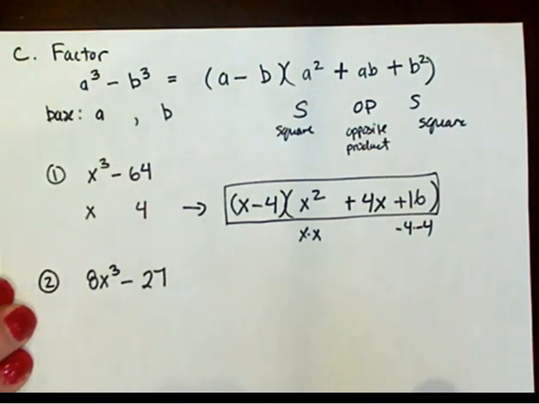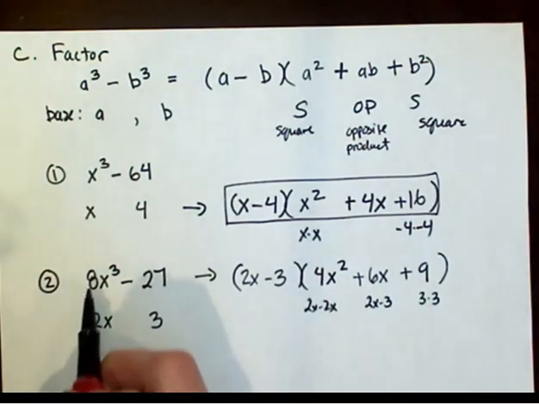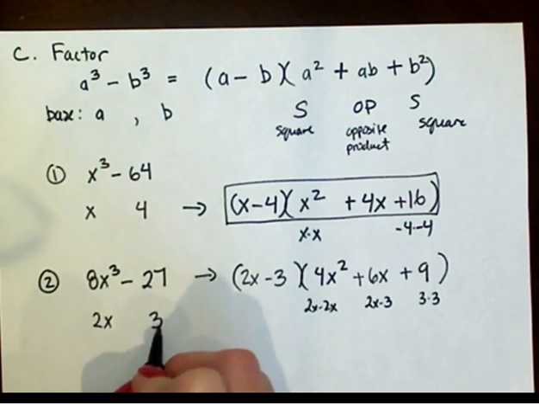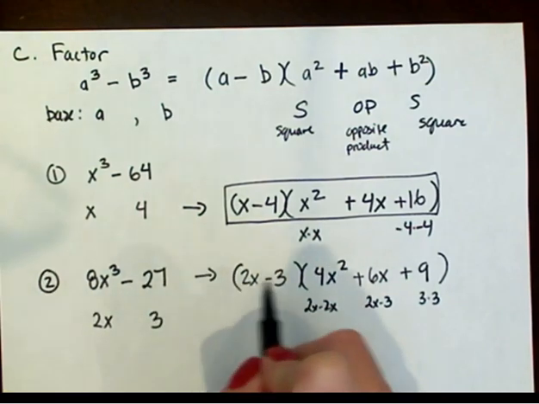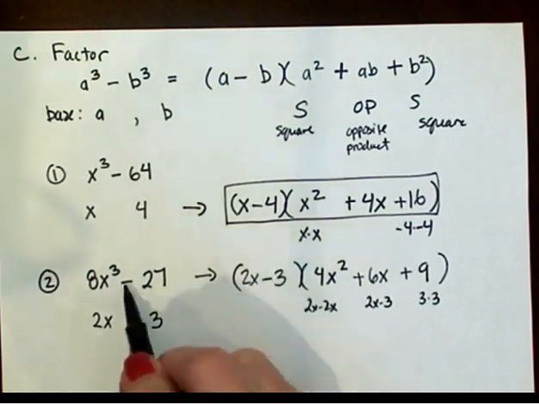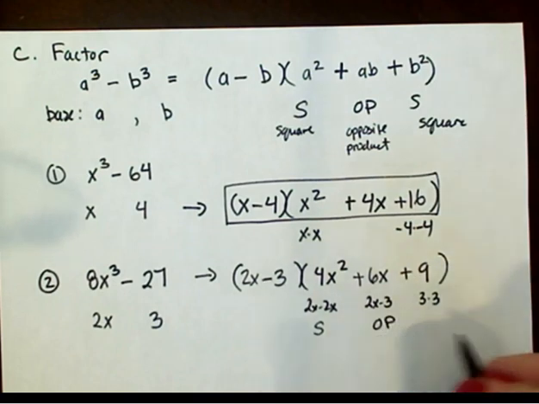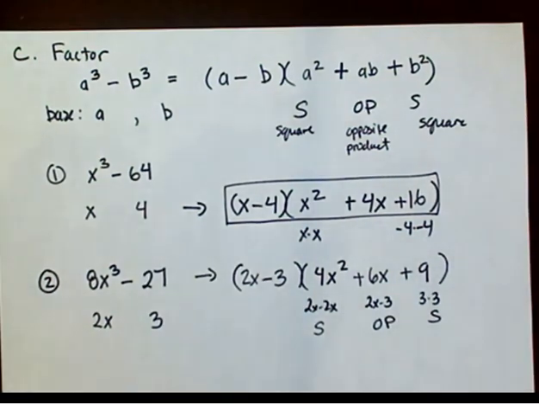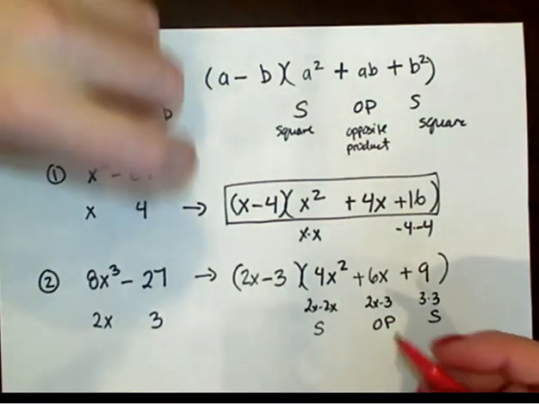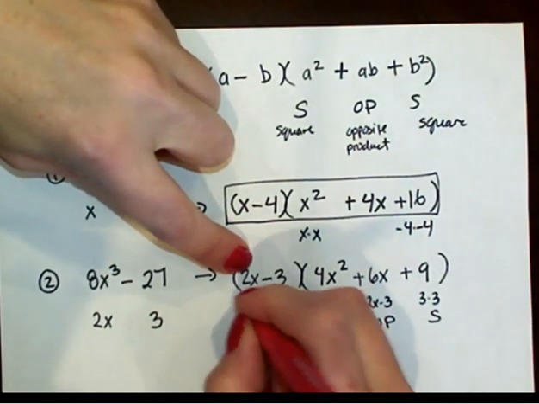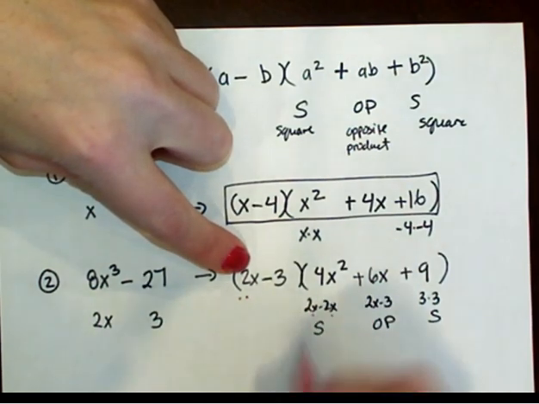You try. Determine the base A and B, and then create the two factors. Check your work. Notice that 2 cubed is 8, x cubed is x cubed, and 3 cubed is 27. The first factor are the two bases with the same sign. The next factor, as you can see, square, opposite, product, square. Another way to remember this is a kinesthetic way. You can actually tap your paper 3 times. Notice 1, 2, 1, 2.